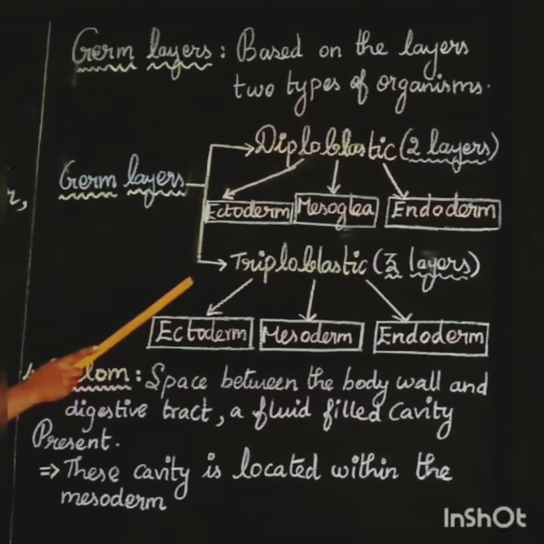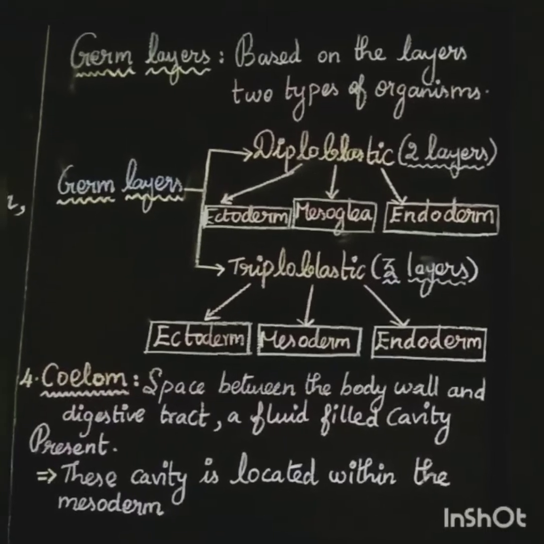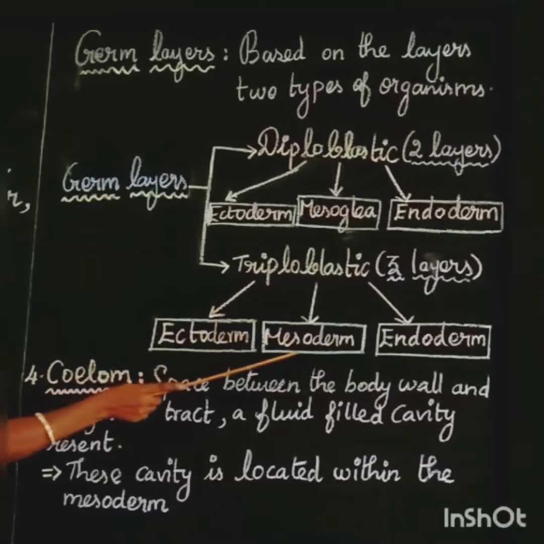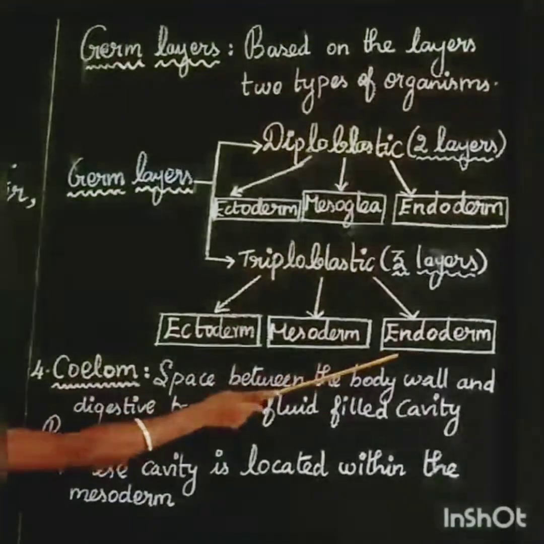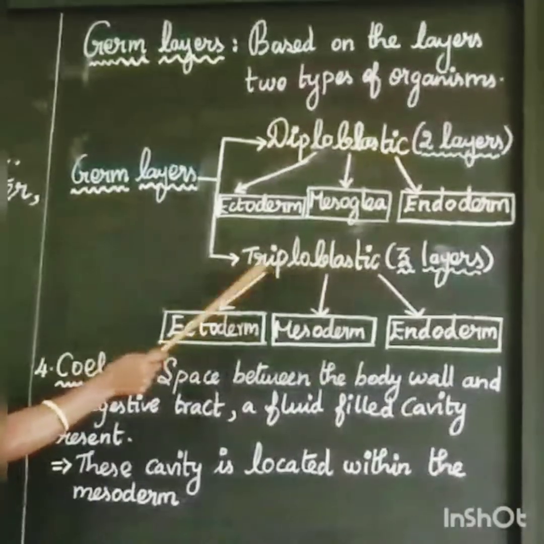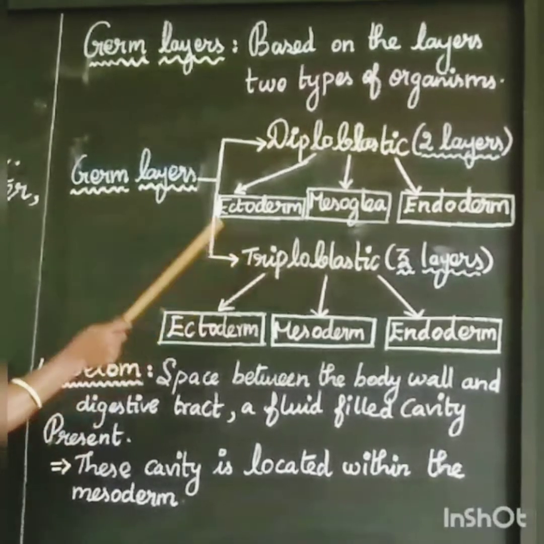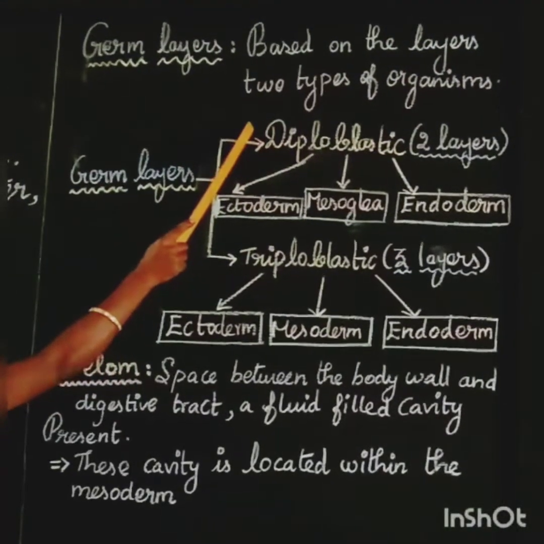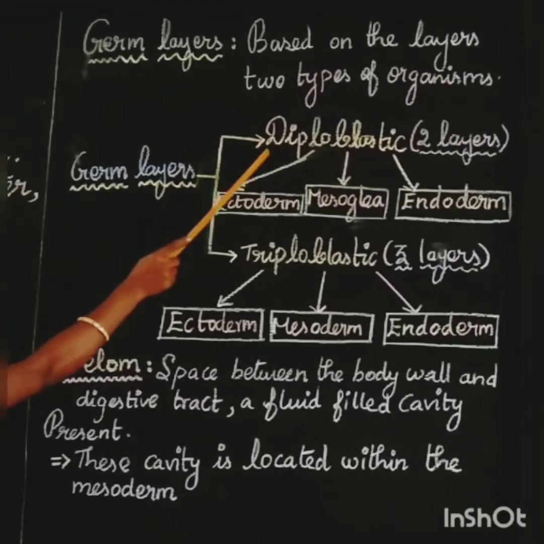Then coming to triploblastic, that is three-layered: the organism has three layers, ectoderm, the outer layer, mesoderm, the middle layer, and endoderm, the inner layer. Triploblastic means, tri means three. Organisms having three layers are included in triploblastic organisms. Organisms having two layers are included in diploblastic. Clear? I will give you an example for diploblastic.